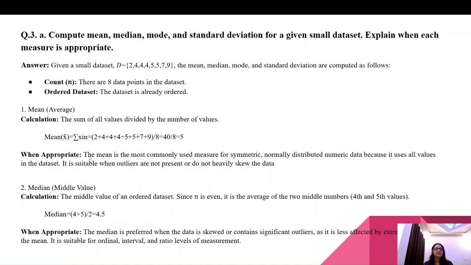When appropriate, the mean is the most commonly used measure of symmetric, normally distributed numeric data because it uses all values in a data set. It is suitable when outliers are not present or do not heavily skew the data.